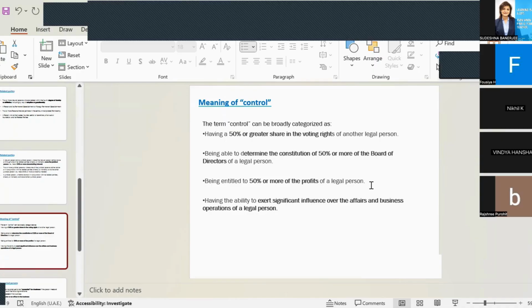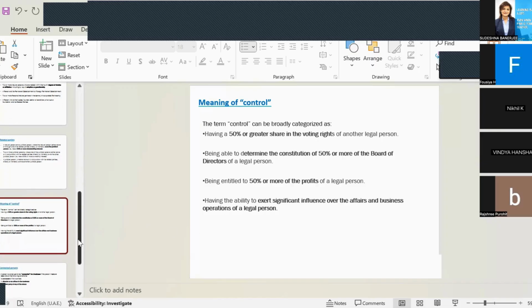In this situation, we can understand that a person who is not related by way of shareholding or by constituting the board of directors, but has control of 50% or more of the profit of that company, has the ability to exercise significant influence over the affairs and business operations of the legal person. If that person has control over the normal operations of the company, then we can say there is control in that company.